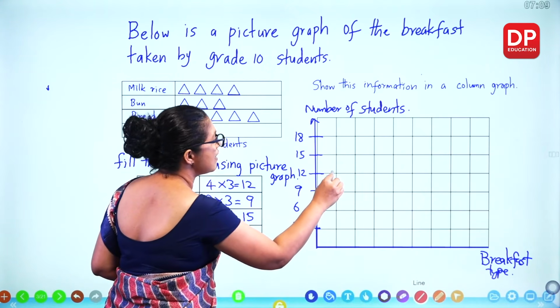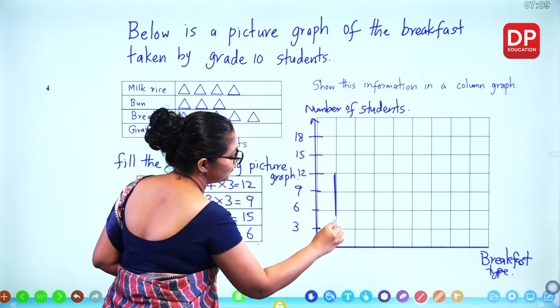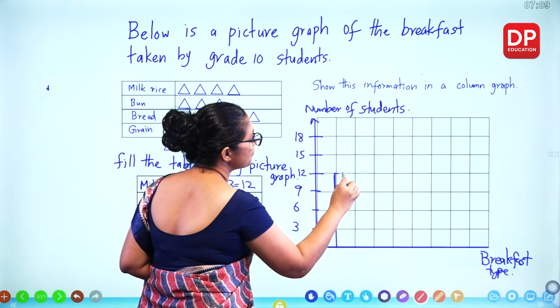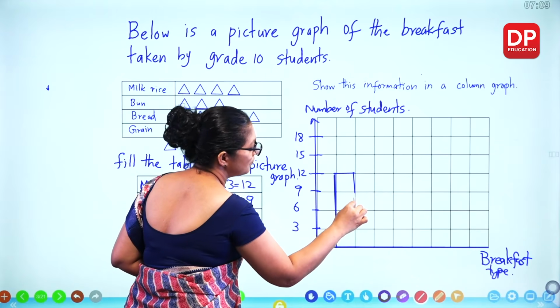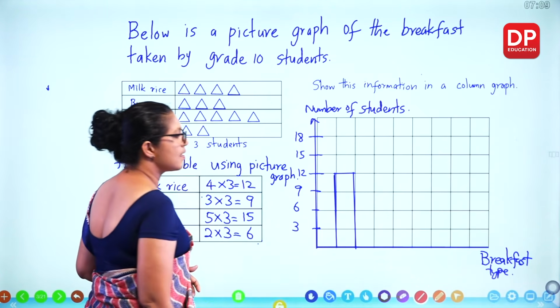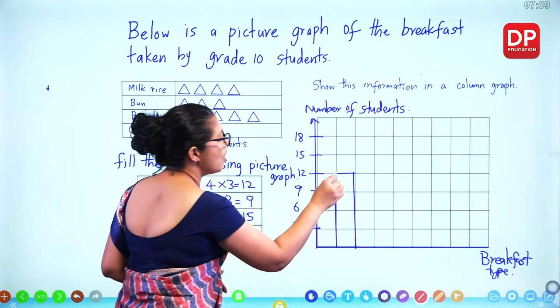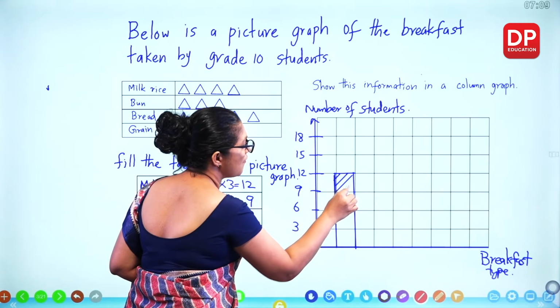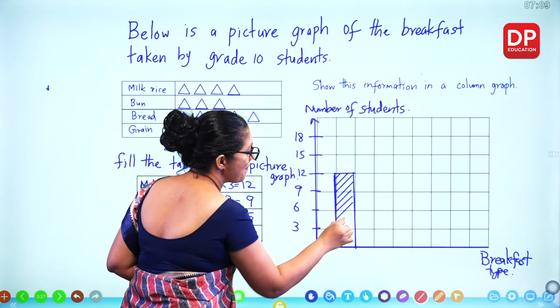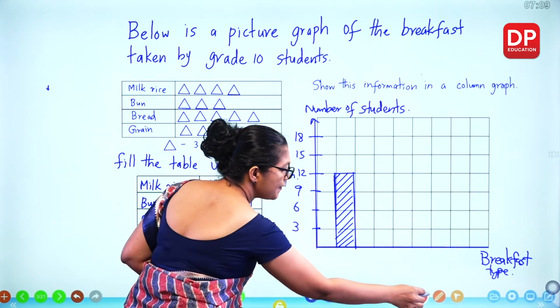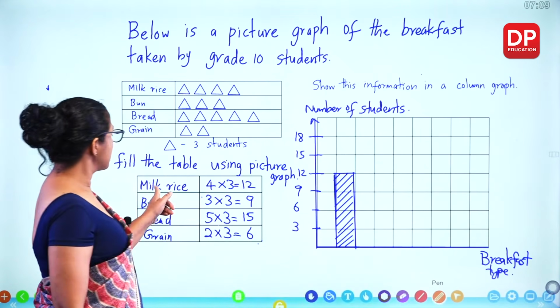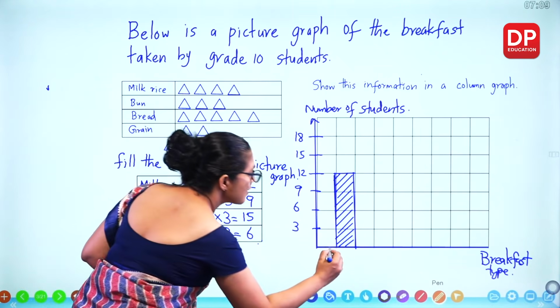So I can take from here. I'll take, this is the column graph for the first one. So I can write down what's the category? Milk rice.